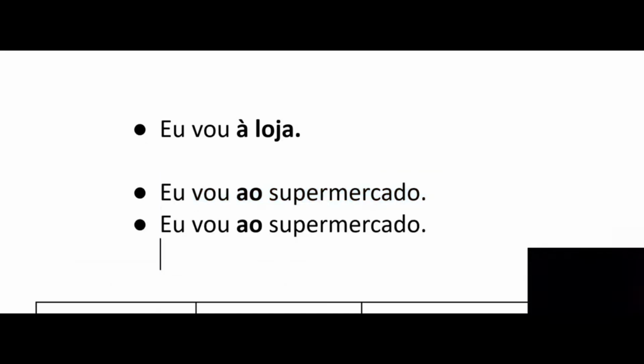Okay, eu vou ao supermercado. It was supposed to be eu vou a o supermercado. But the rule says when a and o meet, we join them to form ao. Okay, we join them to form ao.